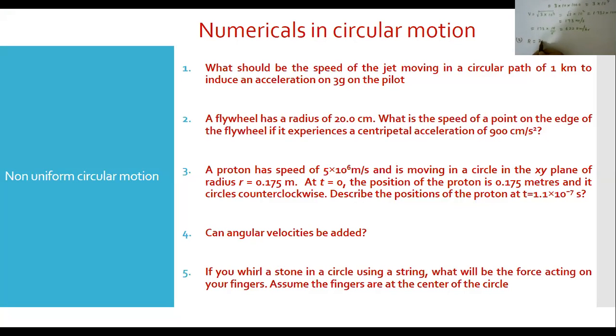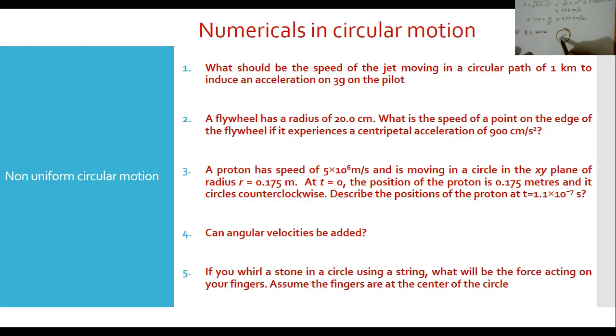So radius is equal to 20 centimeters. What is the speed of a point on the edge of the flywheel? So you have a flywheel. What's a flywheel? It's nothing but a metal disc, and then at the center there's an axis. So this flywheel can now rotate. There's a groove over here, and on this groove we pull it across, and then the disc starts moving across, right? So this is called a flywheel.